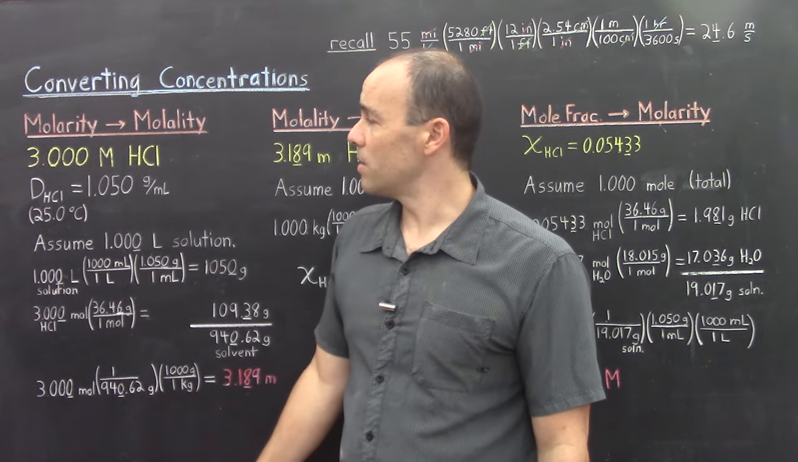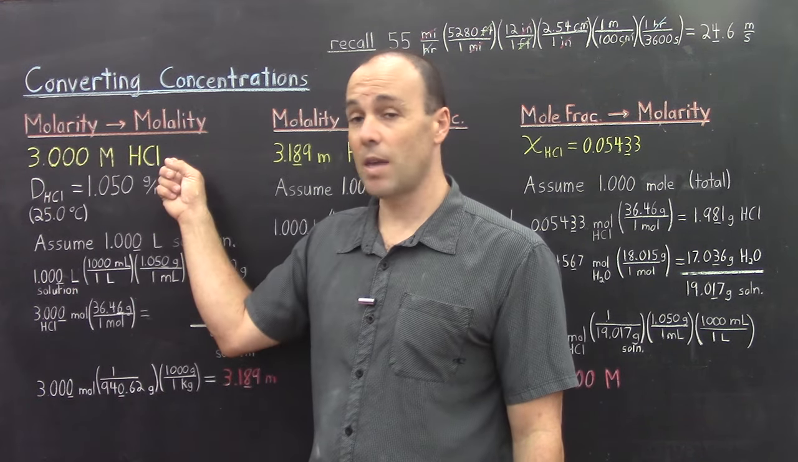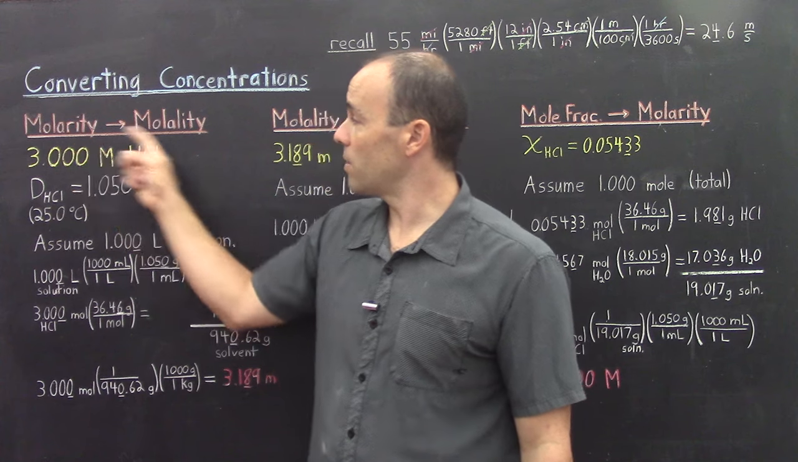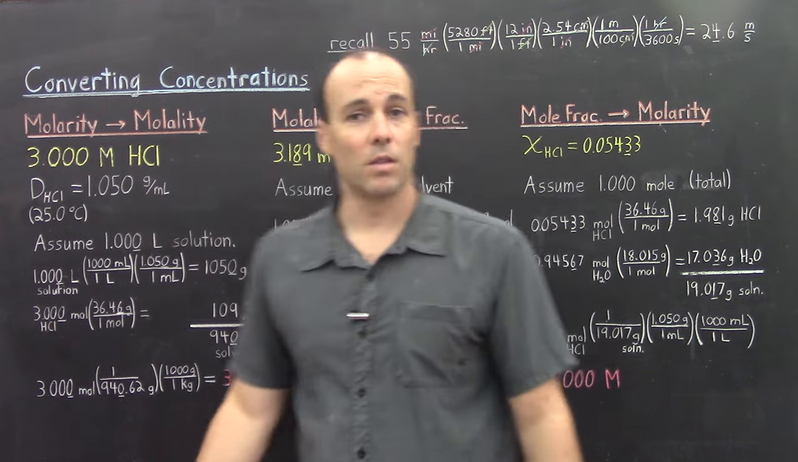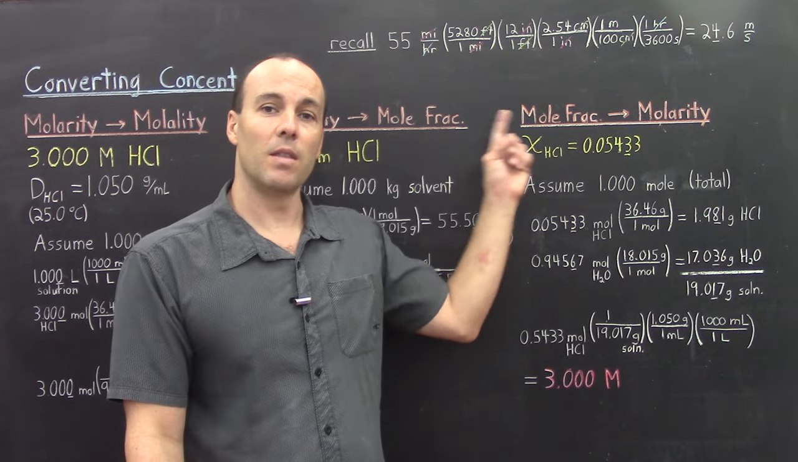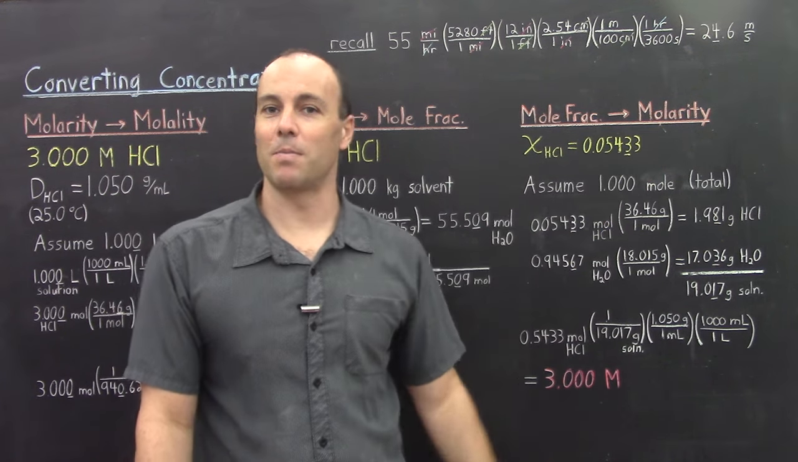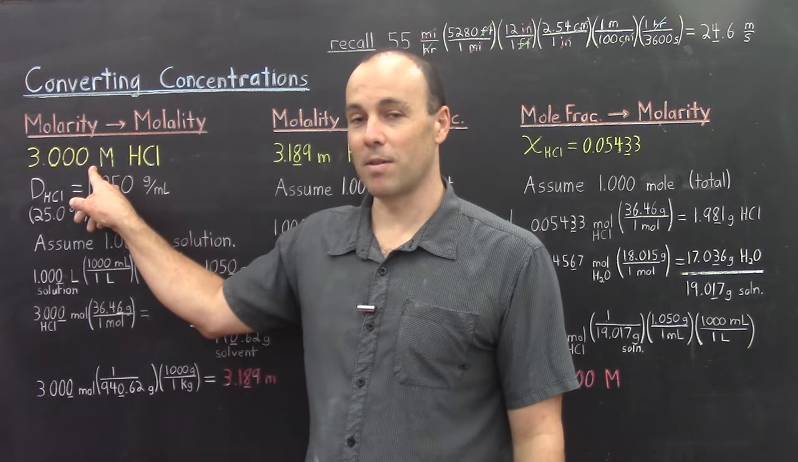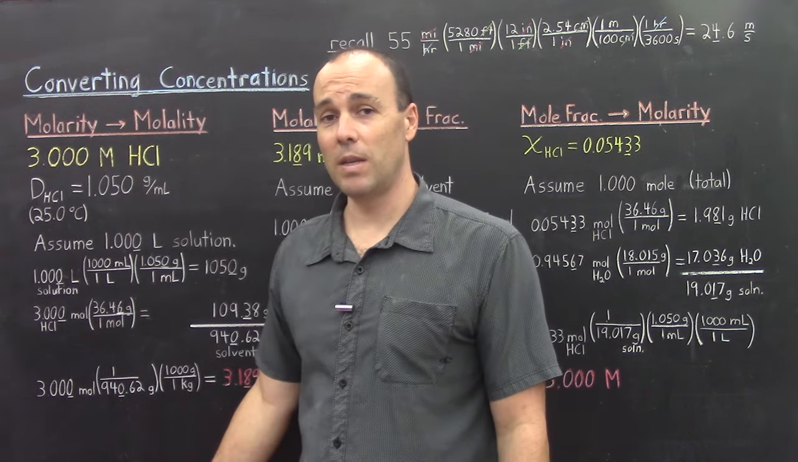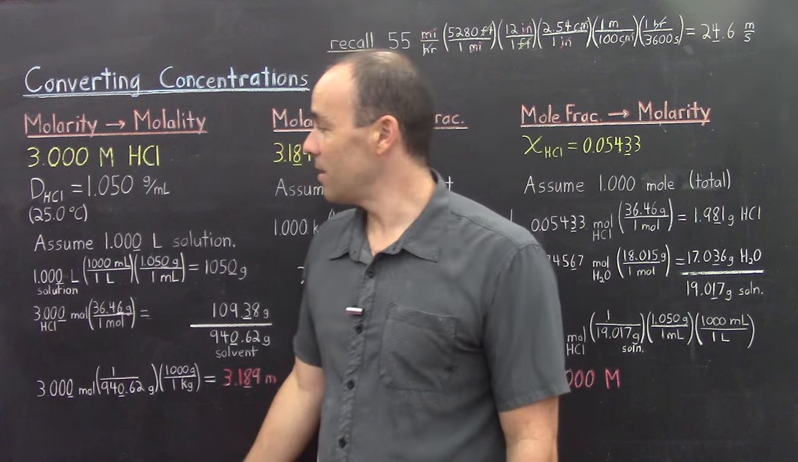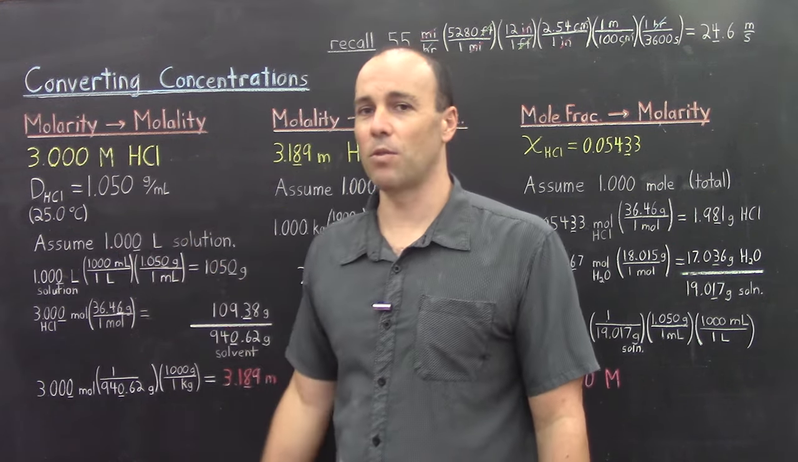So what we're going to do is to take 3 molar HCl solution. We're going to convert that to molality, then convert molality to mole fraction, and then finally mole fraction back to molarity again. So we should end up with 3 molar. Now to do the first conversion, we'll be needing the density. And the density of 3 molar HCl is 1.05 grams per milliliter.